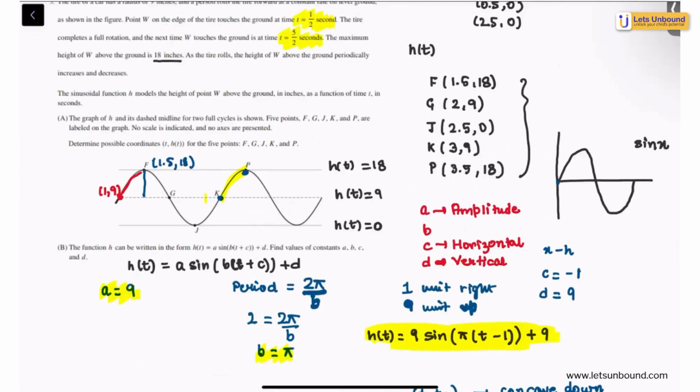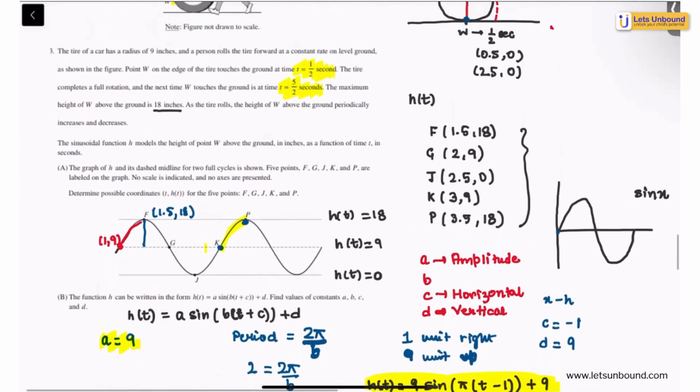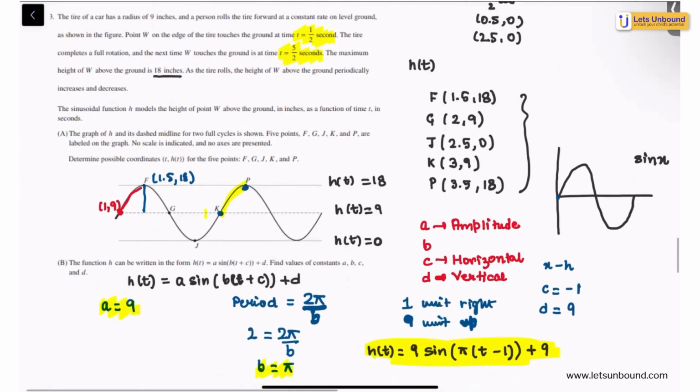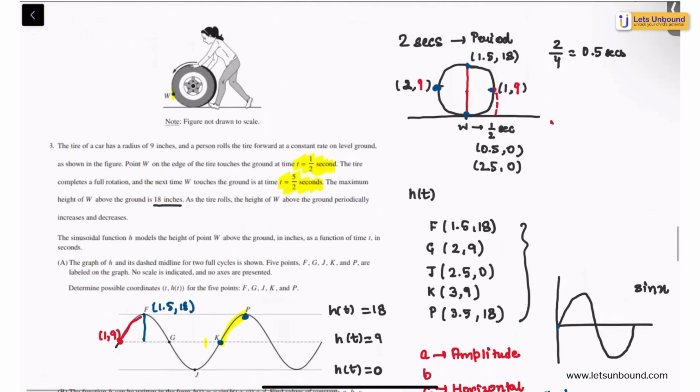The last parts of the question are easy. However, the main challenge comes in identifying the values of a, b, c and d and understanding the period of this tire question that they have given us. So I hope you understood the problem.